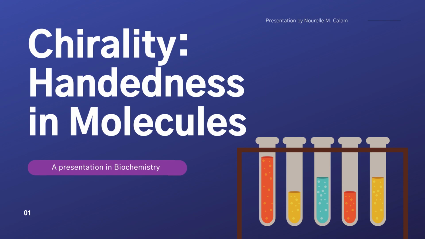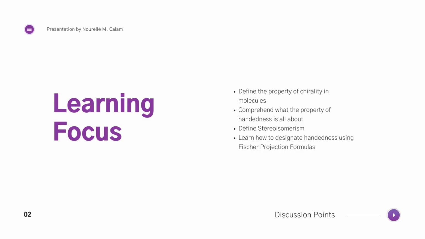So our learning focus for today's class would be the following. We will be able to define the property of chirality in molecules. Next, you will be able to comprehend what the property of handedness is all about. Thirdly, we will then be able to define what isomerism is all about. Specifically, we will be dealing with stereoisomerism. And then lastly, you will be able to learn how to designate handedness using Fisher projection formulas.